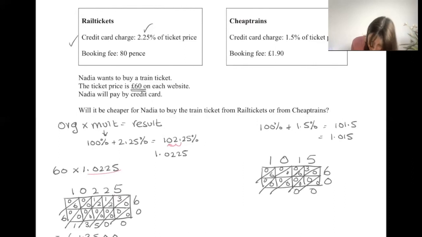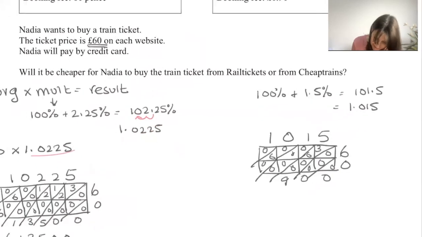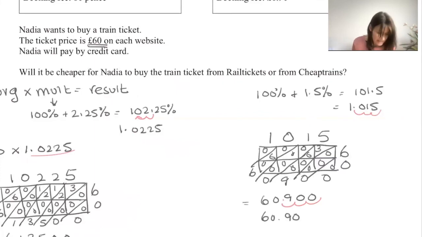We've got 3 and a 6. So we've got 9 dropping out. We should zoom in so we can see this a little bit better. 3 and 6, look. And then in this one, we've just got zeros again. And then we've got our 6. So we've got 60900. Looking at where the decimal needs to be, 1, 2, 3. So 1, 2, 3. And we've got £60.90 with the charge added onto the ticket price.